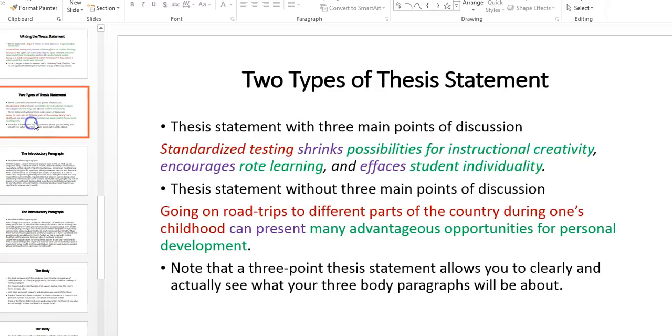So again, in this case, the first body paragraph's topic would be standardized testing shrinks possibilities for instructional creativity. Now, you don't want to reuse words that you've already used in the thesis statement verbatim, so you may want to try a different way of stating this exact same argument, just in fresher ways, so that you're not creating a boring moment for your reader, or a lazy moment as a writer. Okay? So you want to state the same idea here, but you don't want to reuse the words that you've used in the exact same order. You want to arrive at the same exact idea, but in different ways, using different constructions.